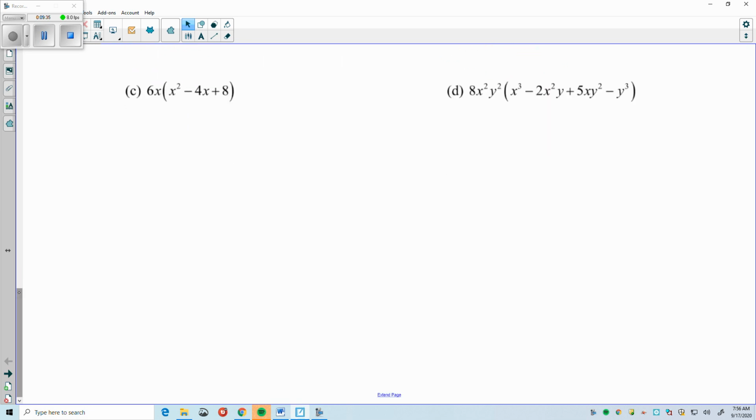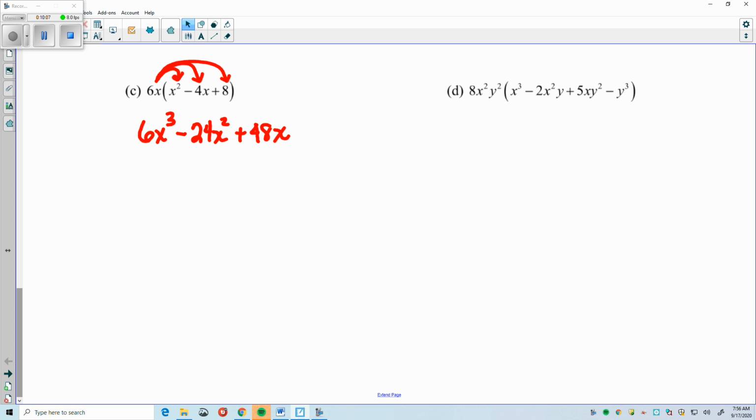Okay, same thing down here. We're going to distribute all the way through, and every term is going to get this. So 6x times x squared, 6x cubed. Watch your signs. 6 times a negative 4, so we've got to think that's a negative 24. X times x, x squared. And our signs here, positives, right? So 6 times 8 gets you 48, and that would be x.